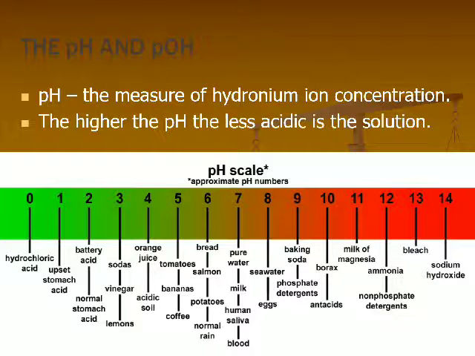While on the other hand, 6 is bread, salmon, potatoes, normal rain. 5 is the tomatoes, bananas, and coffee. 4 is the orange juice, acidic soil. And 3 is sodas, vinegar, lemons. 2 is battery acid and the normal stomach acid. 1 is the upset stomach acid, and 0 is the hydrochloric acid.